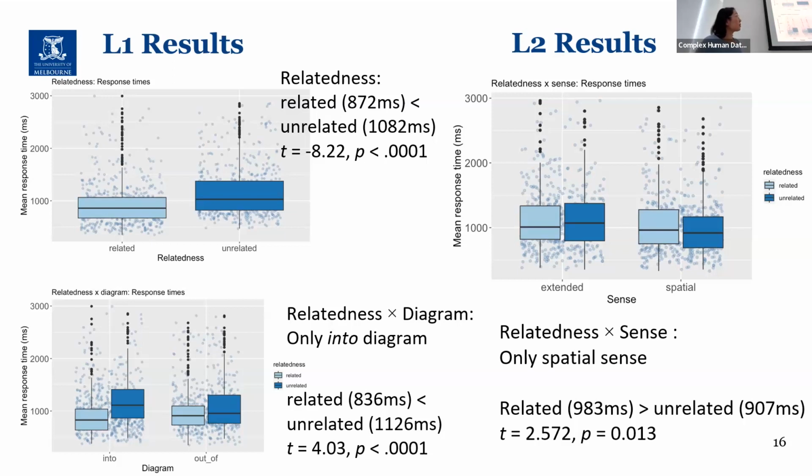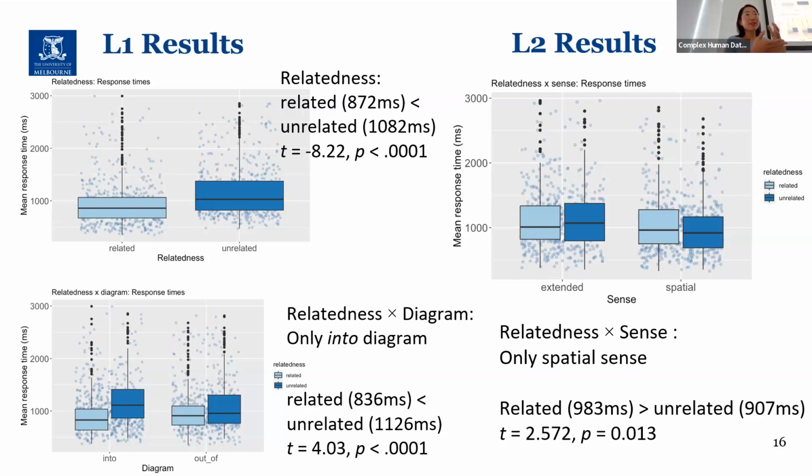Results. On the left-hand side are the L1 task results. On the right-hand side are the L2 results. Good news: as in the L1 task, we found the relatedness effect, or the congruency effect, as predicted. When the diagram matches the sentence meaning, so it's the into sense and then the into diagram, there is a facilitation effect.